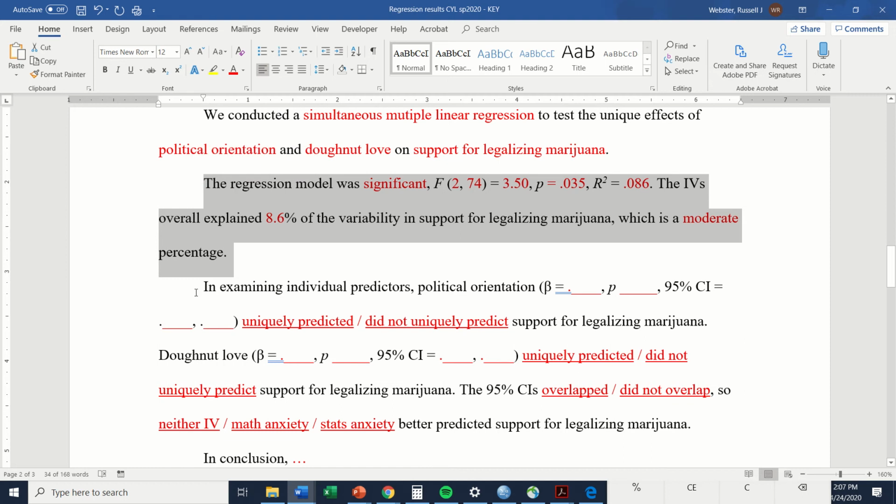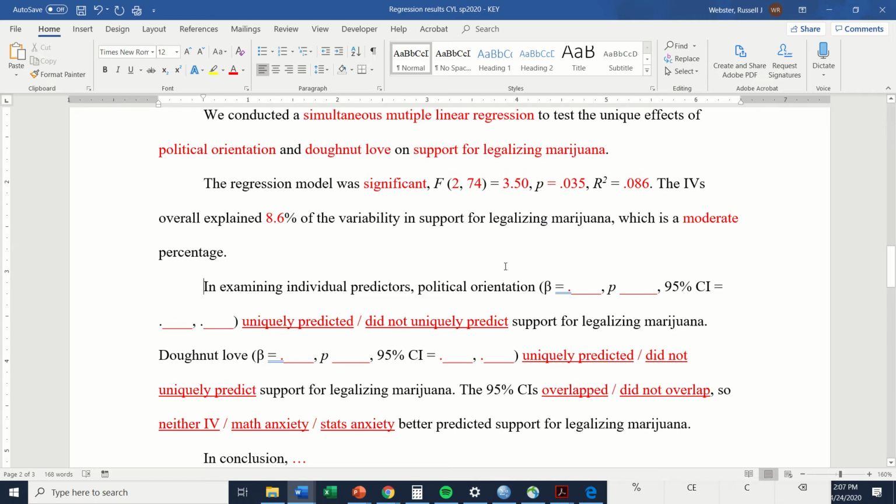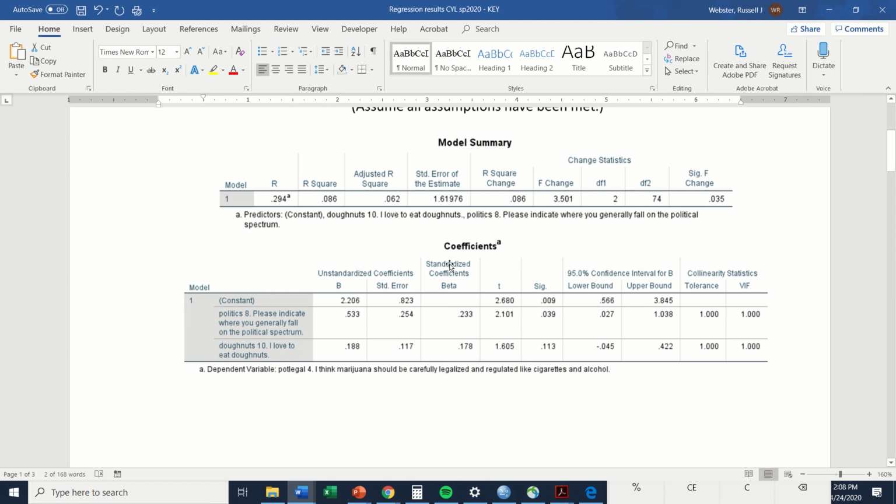All right, so we can go to the coefficients table and find out if political orientation uniquely predicts support for legalizing marijuana versus donut love in uniquely predicting support for legalizing marijuana. So the first predictor here is political orientation. So if we go to the coefficients table here, look for the row for political orientation.